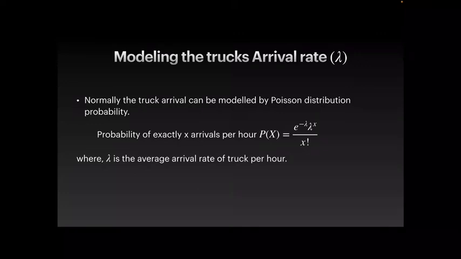Normally the truck arrival rate can be modeled by a Poisson distribution. Suppose there are x arrivals per hour on average, so the probability of x arrivals per hour will be modeled as a Poisson distribution as given by this equation, with e to the power minus lambda. Lambda is the average arrival rate of trucks per hour. You can easily determine it by simulations or by analyzing analogous project data.